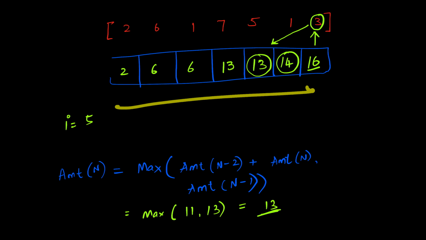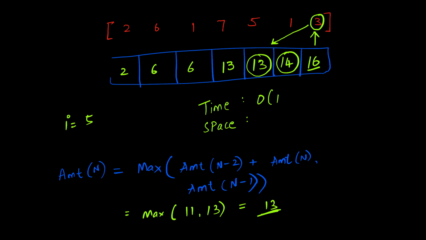Once the iteration is done, we will return the last value that is saved in the dynamic programming array as our output. With this solution, our time complexity is O of n, as we are only running the iteration once across the input array, while the space complexity is O of n because we are maintaining this dynamic programming array to record the maximum amount we were able to rob at each house.